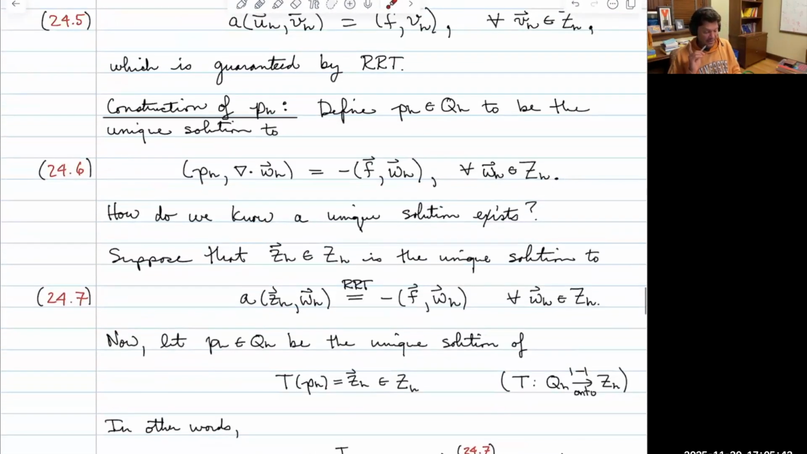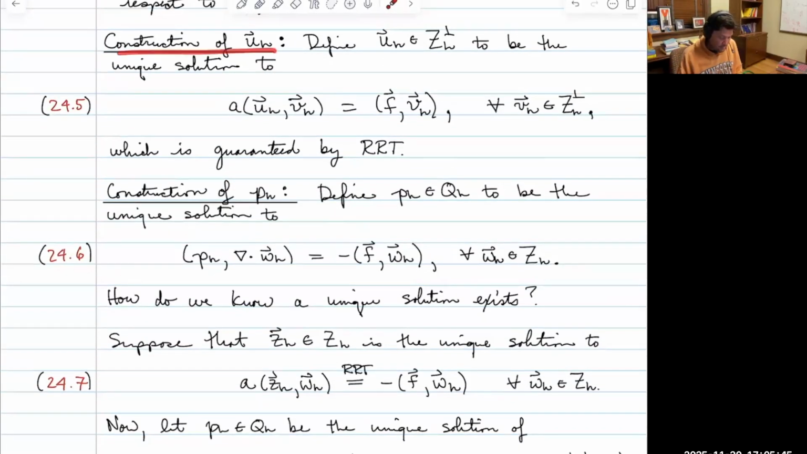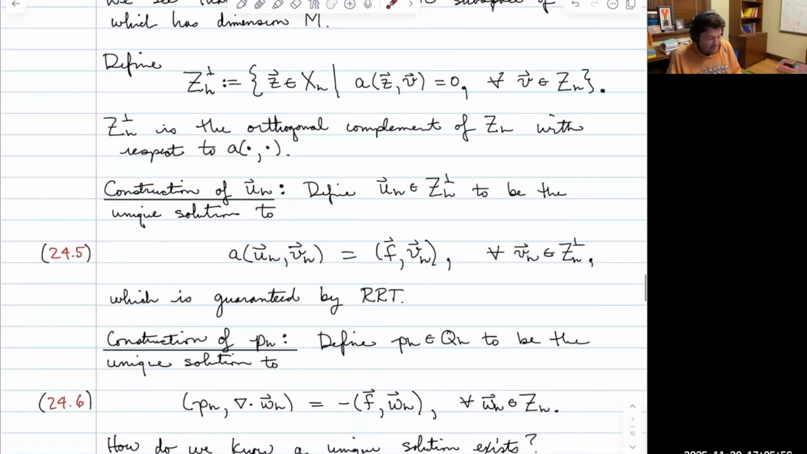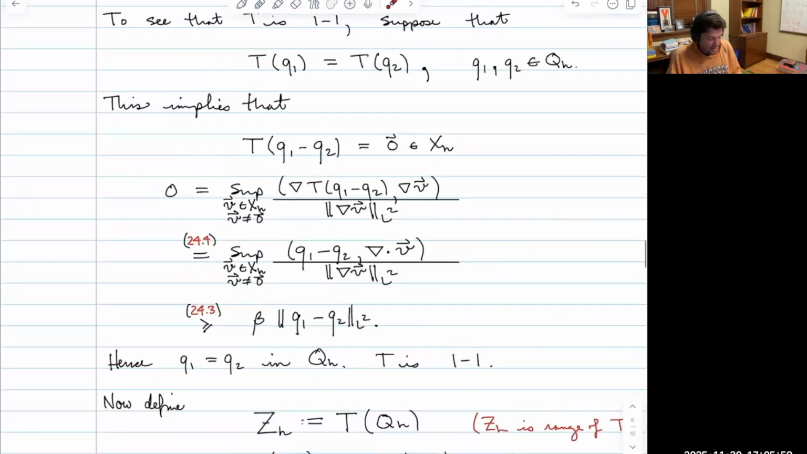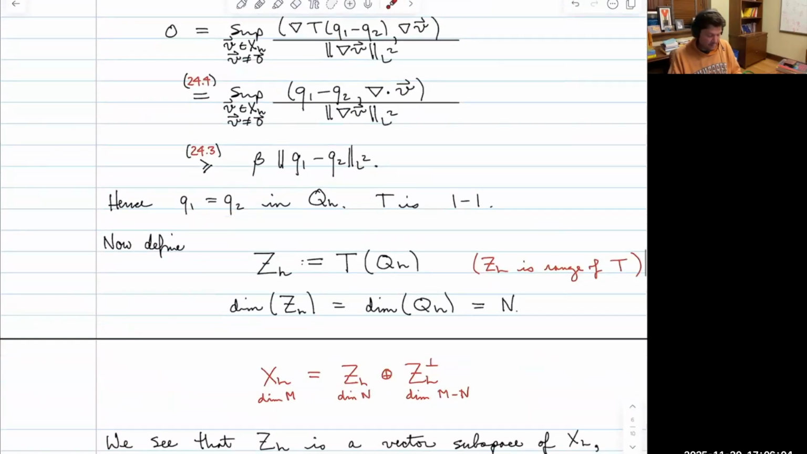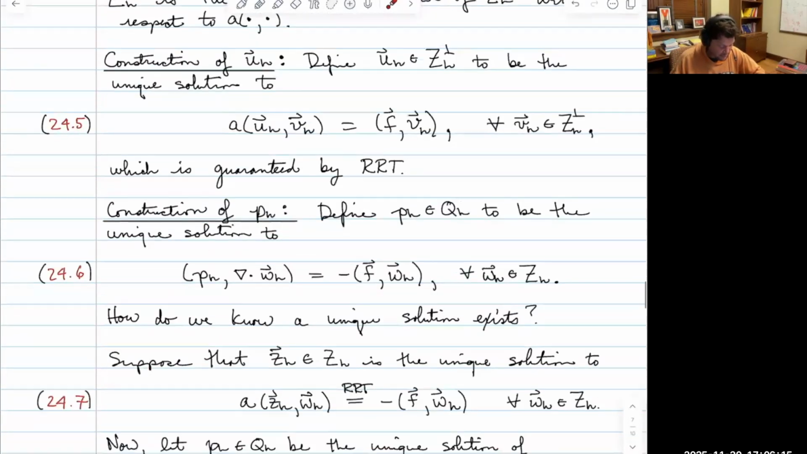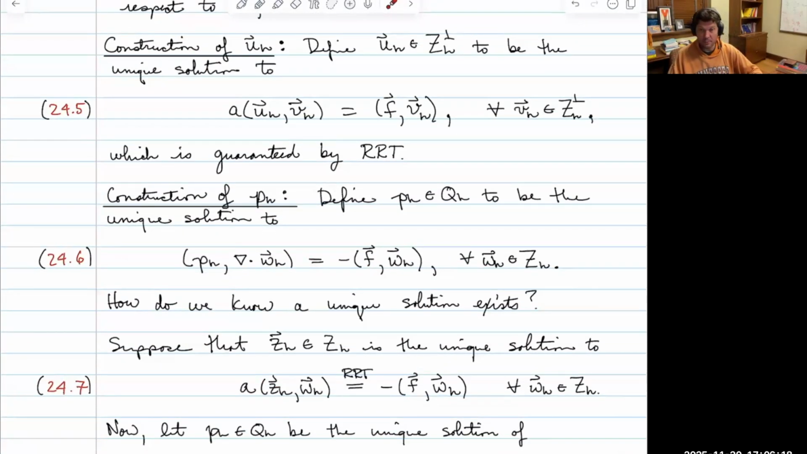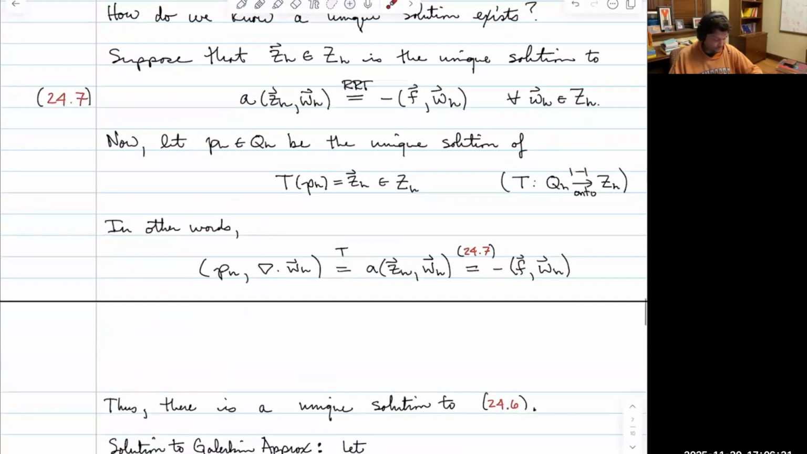So here's what I did. I constructed first the velocity function, and now I'm constructing the pressure function. Both of them exist and are unique. And basically, in both cases, we used the Riesz representation theorem. We did, of course, use the inf-sup condition whenever we were showing that this T was one-to-one onto from QH into ZH. So inf-sup is in there, it's just buried kind of deeply in the structure of it. Well, now we have a UH and a pH. All we have to do is show that those are the solutions.